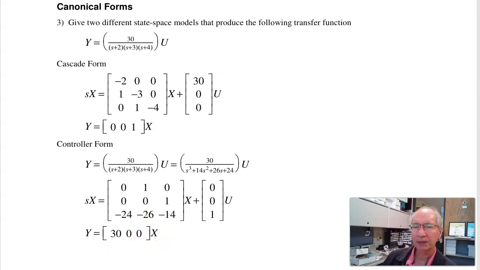Second way to represent it. And there are other ways to do this as well. You can do Jordan form, observer form. There's an infinite number of ways of representing a dynamic system in state space. Here's two of them.